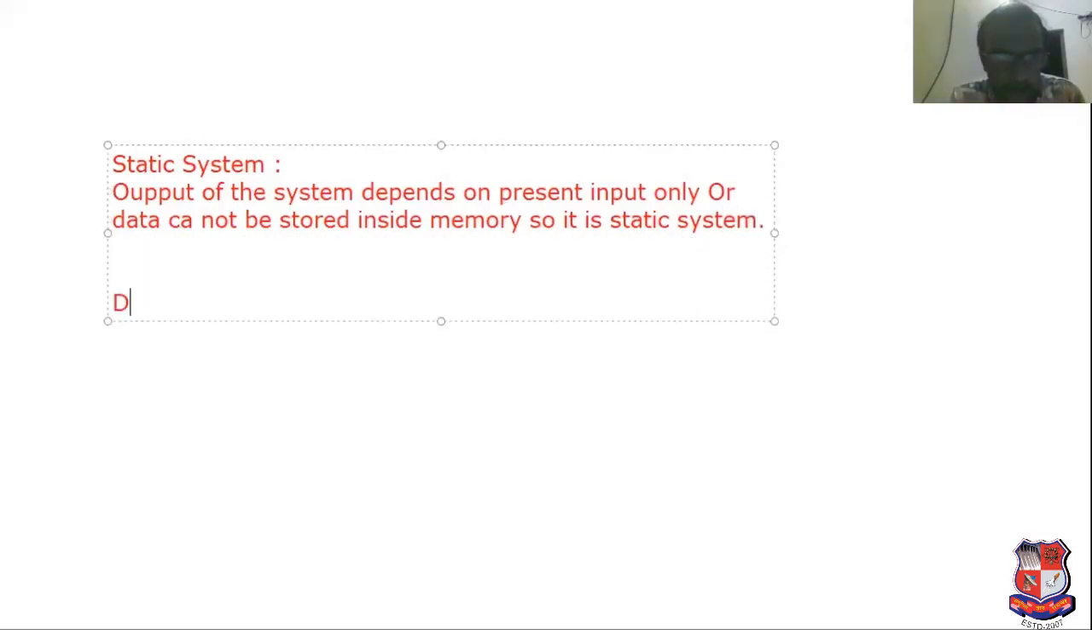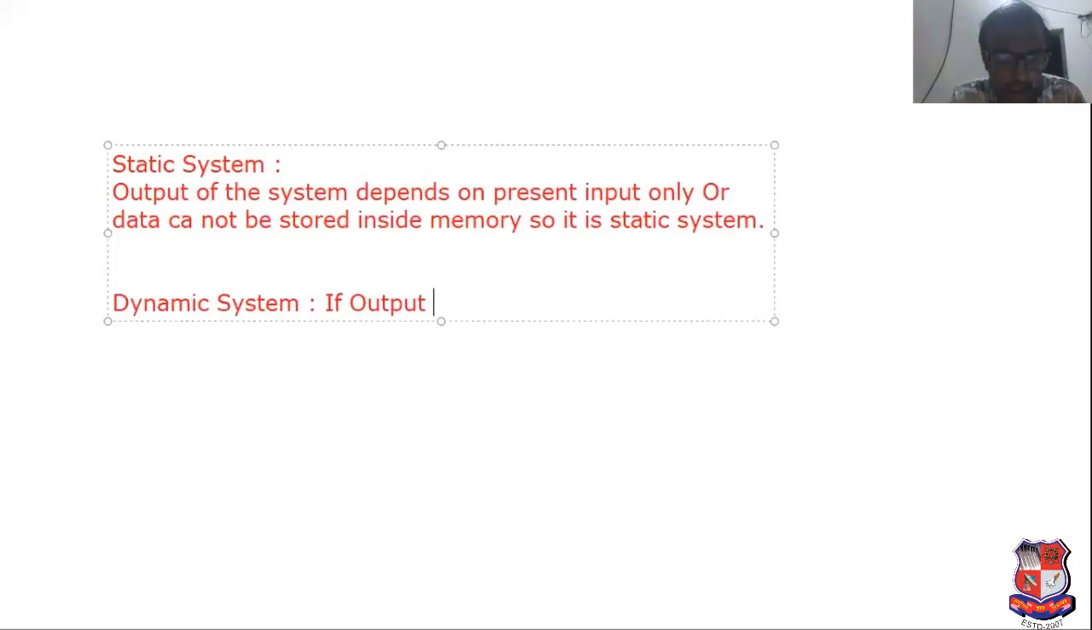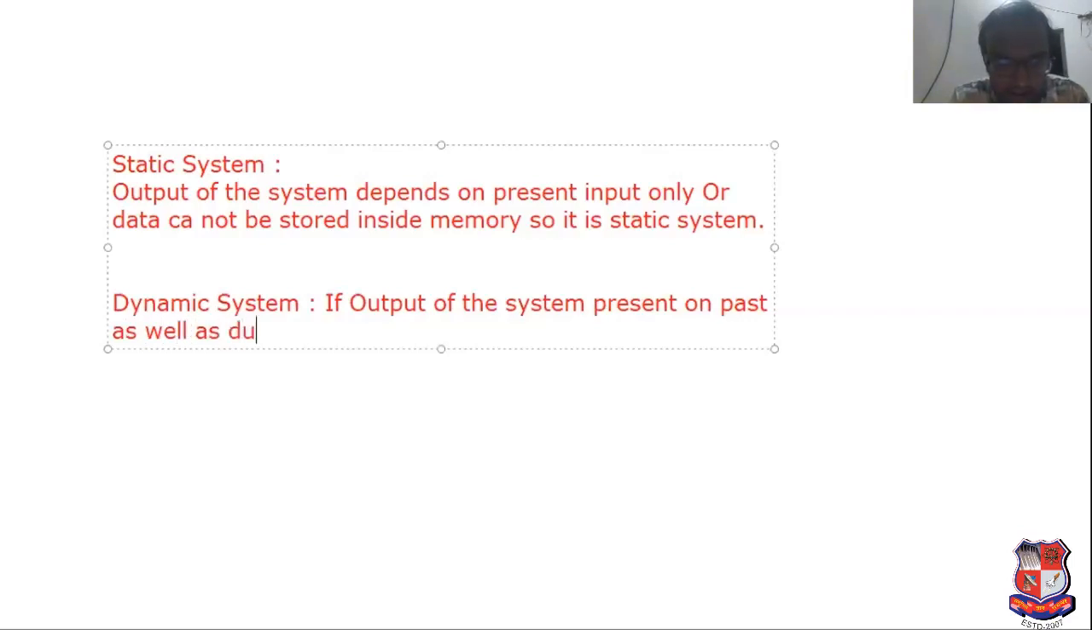And what is the meaning of a dynamic system? If the output of the system depends on past as well as future input, so it is known as a dynamic system.